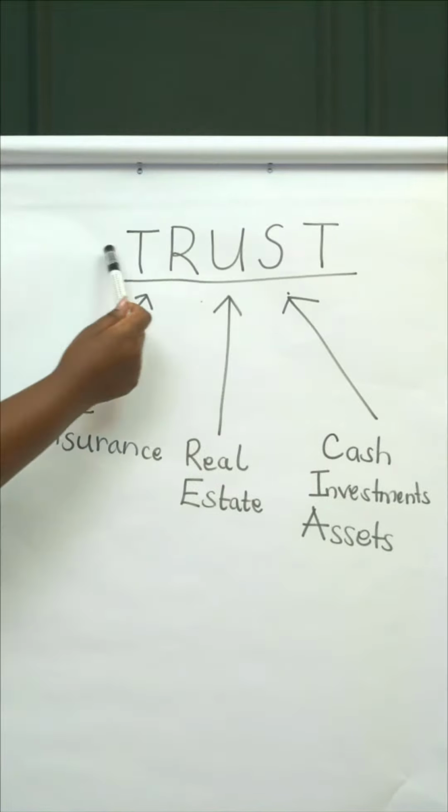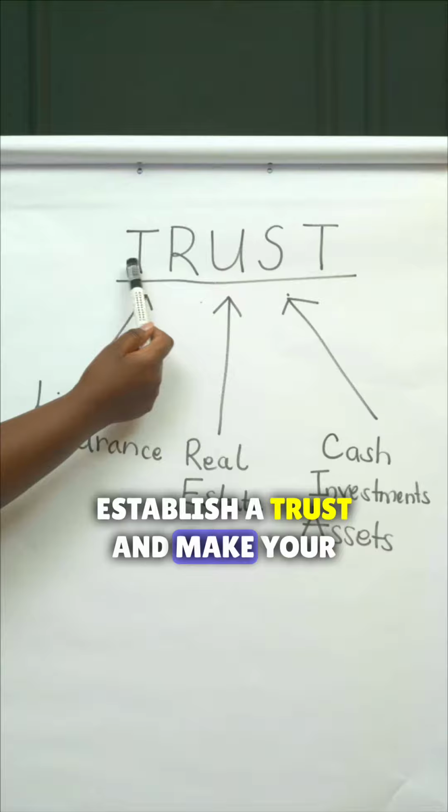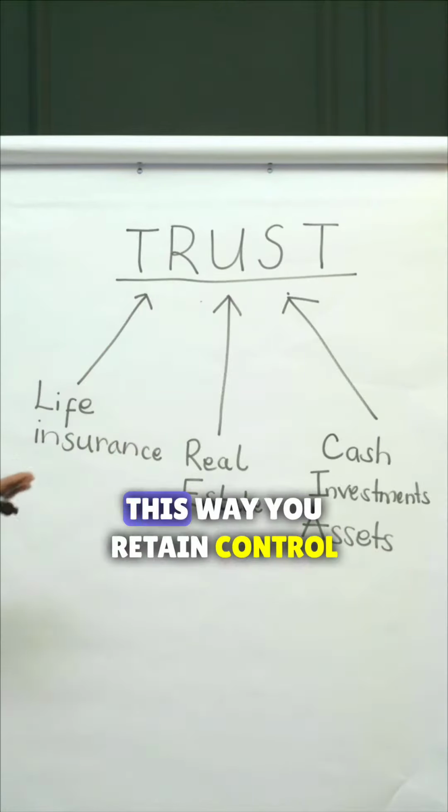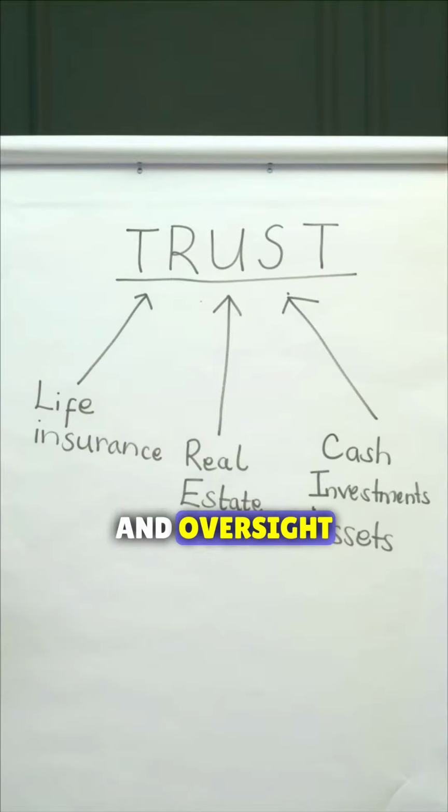Step 1. Establish a trust and make your child the beneficiary and yourself the trustee. This way, you retain control and oversight.